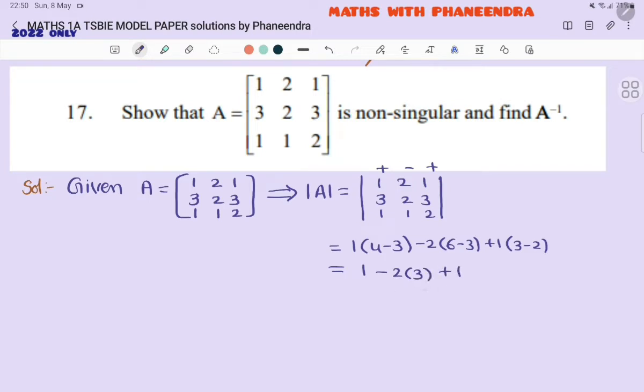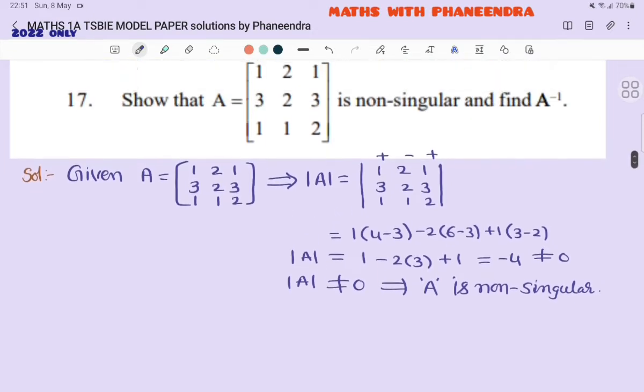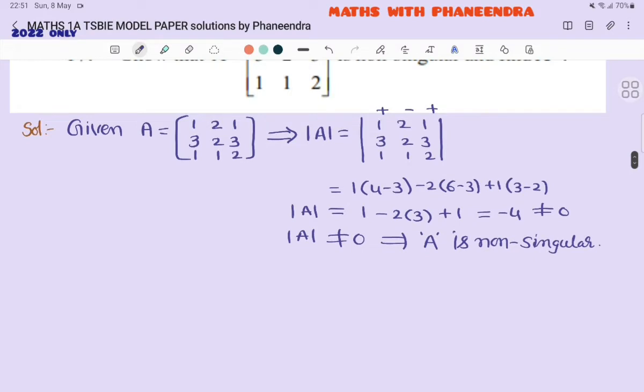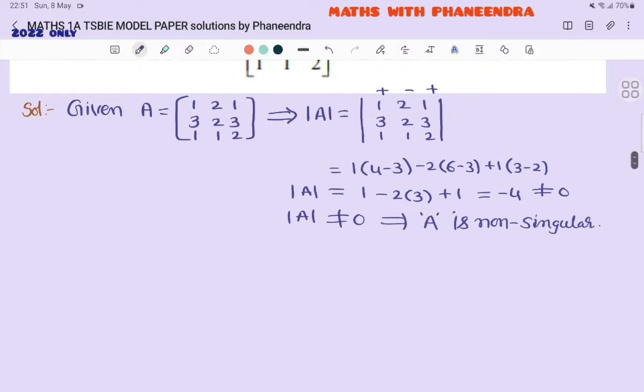So 2 minus 6 is equal to minus 4, which is not equal to 0. Whenever the determinant of A is not equal to 0, that implies A is non-singular. Out of 4 marks, till here you will get 1 mark. For the remaining procedure, 3 marks. To calculate A inverse, we need to calculate the cofactors of A.